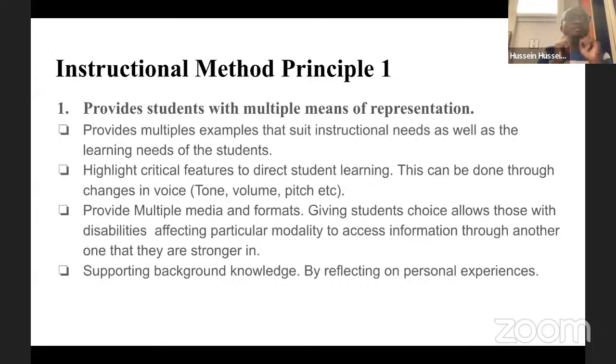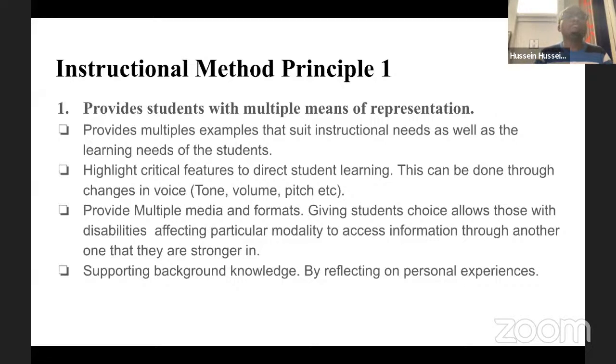Lakini vile vile when you are teaching in the class, you have to highlight critical features to direct student learning. Hakuna haja ya kuanza kuleta philosophical issues when you are teaching to the kids. You as a teacher, I believe unajua lengo la hii module or lengo la hii topic, mtoto aelewe kitu hiki. Kwa hiyo you have to highlight those critical features. So this can be done through changes in voice. So this include tone, volume and pitch.